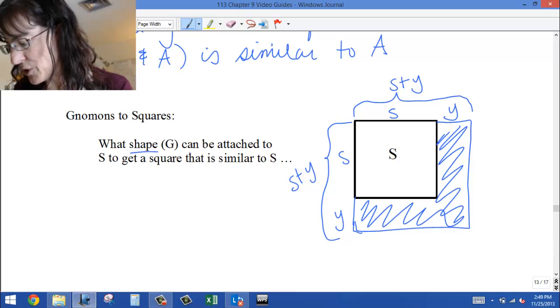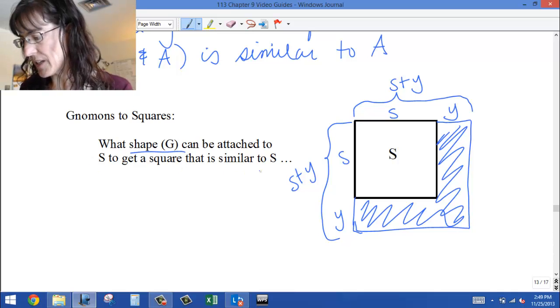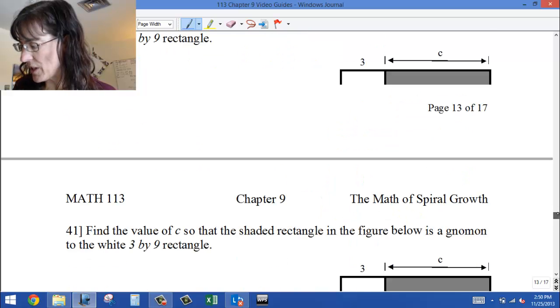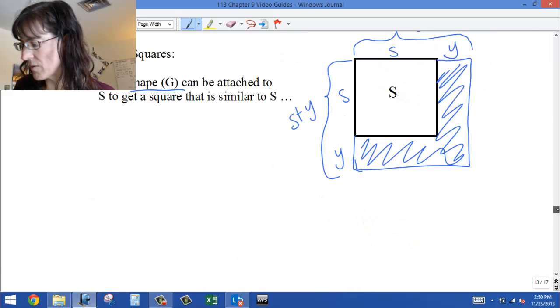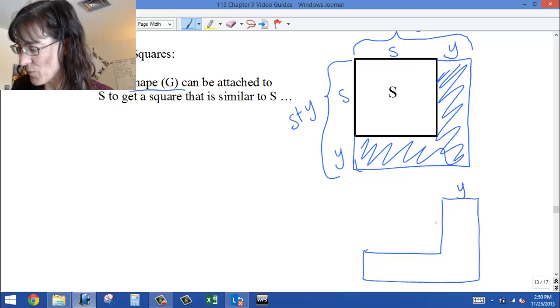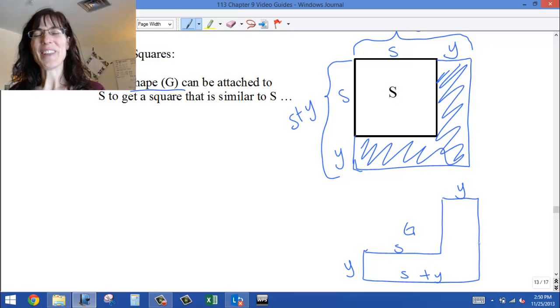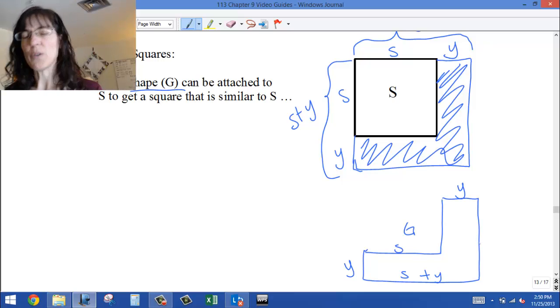So what shape G can be attached to S to get a square that's similar to S? And so my shape G is, so this is Y and this is Y. This is my shape G. And this side is S. So it's S plus Y along here. And you get the picture that when we attach that to our original S, then it becomes a similar shape.